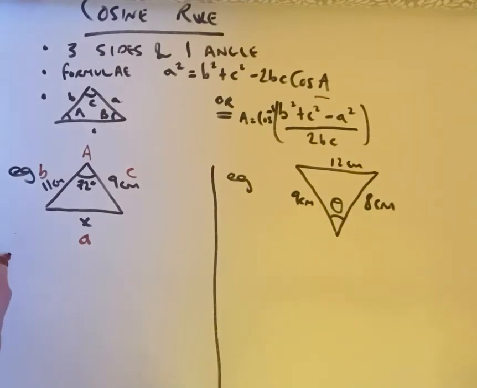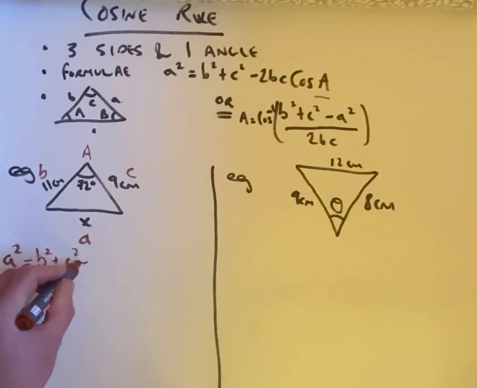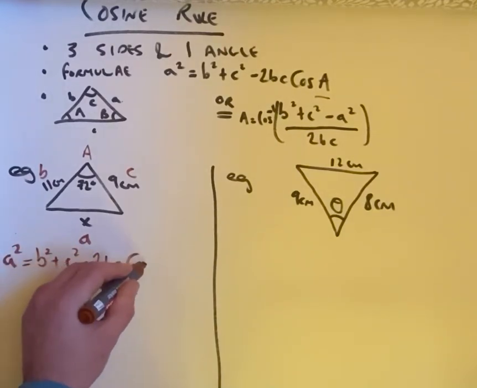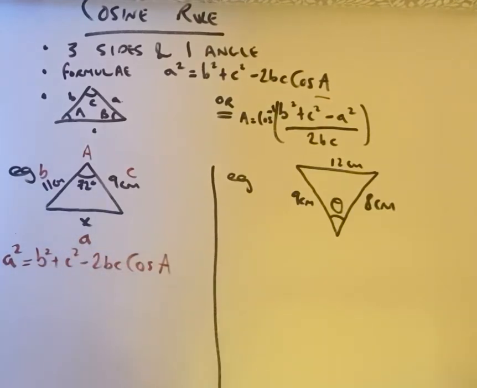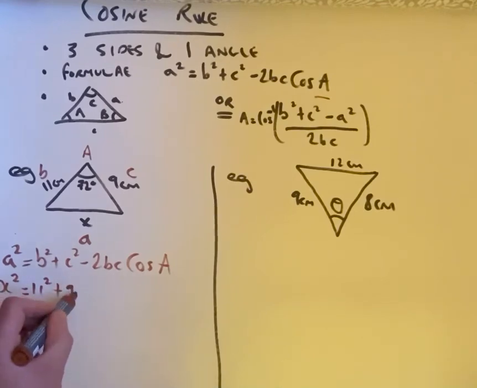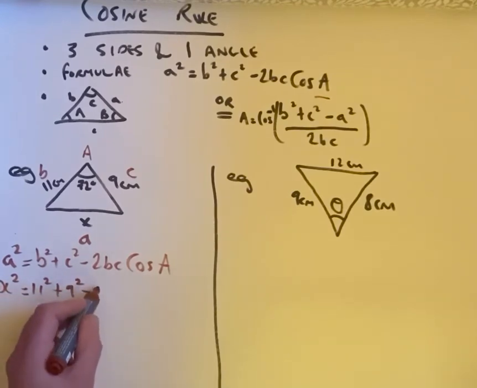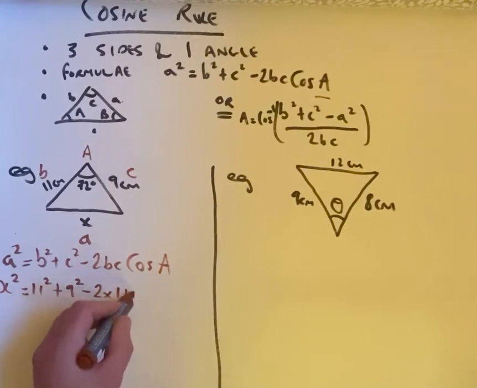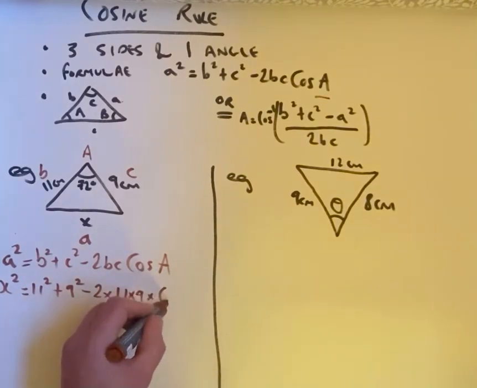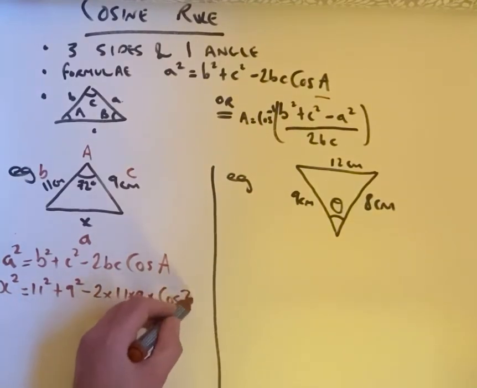Next, I'm going to state the formula. So a squared equals b squared plus c squared minus 2bc cos A. I'm going to substitute my information in. So instead of saying a squared, we're going to say x squared. Instead of saying b squared, 11 squared, add c squared, which is 9 squared, minus 2 times 11 times 9 times cos of 72.